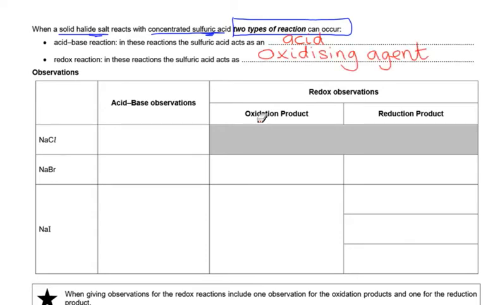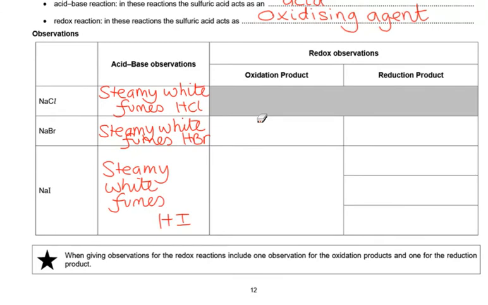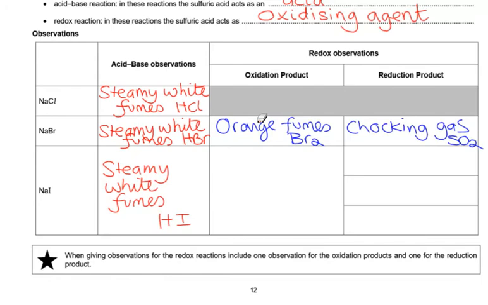So when you react the solid halide salts with sulfuric acid, all of them undergo an acid-base reaction. You will see steamy white fumes with the chloride, the HCl, the bromide, the HBr, and the iodide, the HI. The chloride ion is not strong enough to reduce the sulfuric acid, so no redox reaction takes place there. That's where it's greyed out. However, the bromide ion is strong enough to reduce the sulfuric acid. Therefore, it forms bromine, which you will see as orange fumes, and also SO2 as a choking gas.